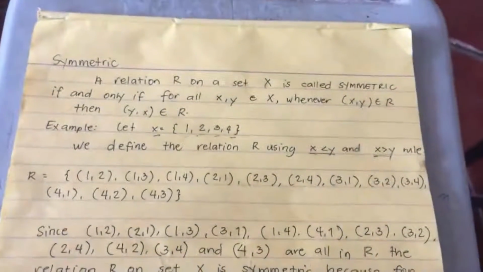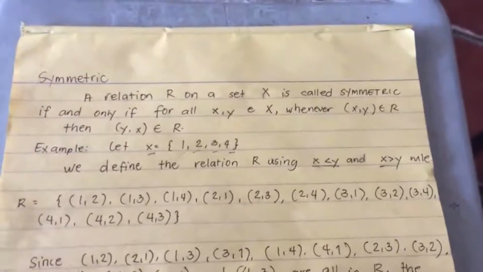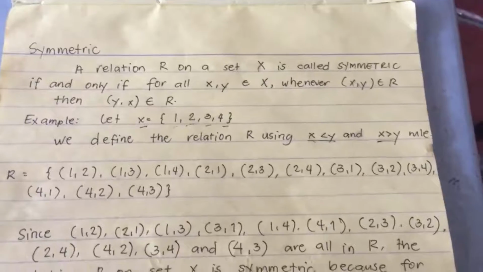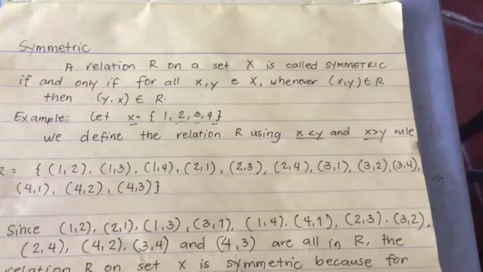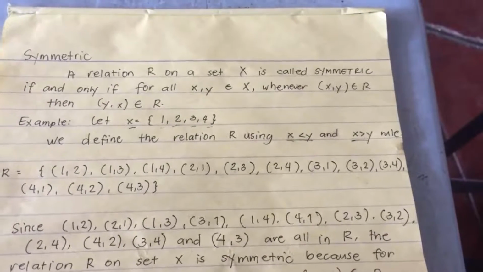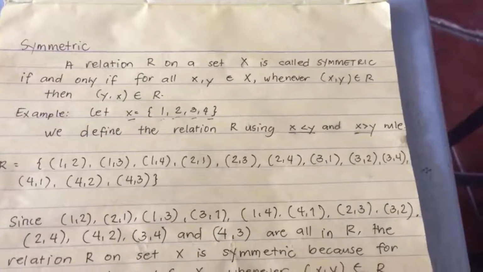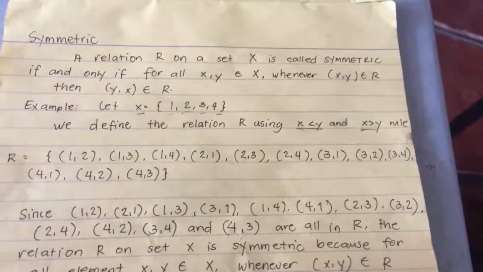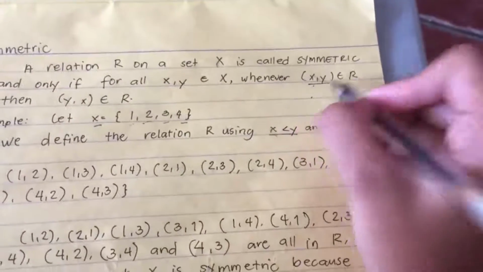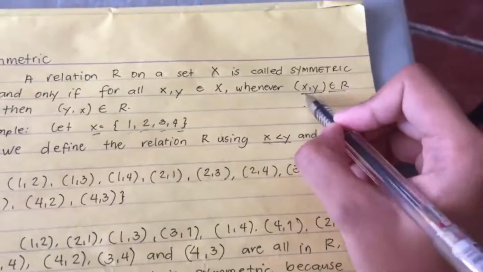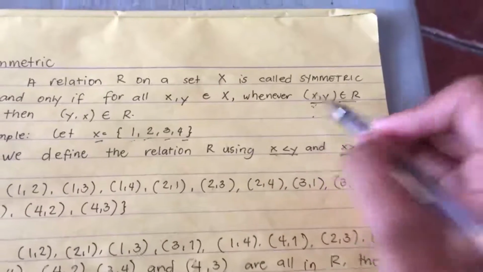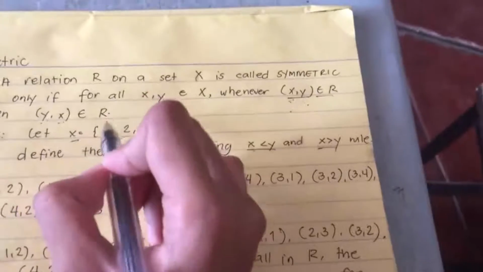So one of the properties of relation is symmetric. In symmetric, it tells that a relation R on a set X is called symmetric if and only if for all X and Y that are elements of X, whenever X and Y is an element of the relation, then Y and X is an element of the relation. So as you can see, this part, X and Y is an element of R, says that if these elements X and Y exist, then Y and X also exist in the relation.